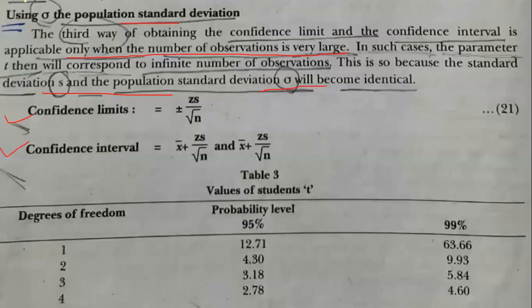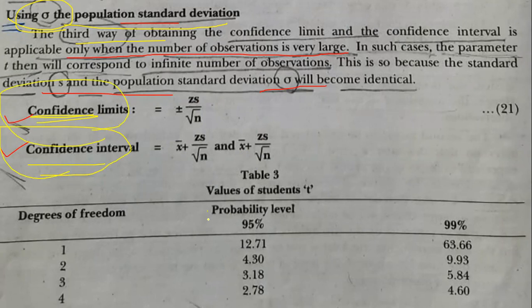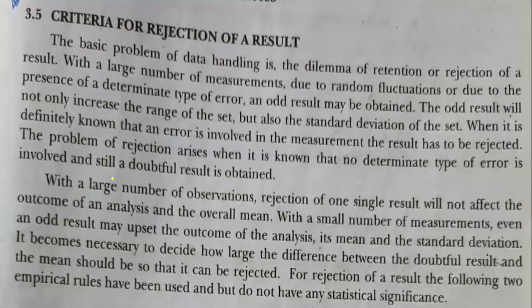Now, using standard deviation for the population. This is a third way by which we can define the confidence limit, as plus minus z sigma upon square root of n. Our confidence interval is x bar minus z sigma upon square root of n to x bar plus z sigma upon square root of n. In this way also we can define the confidence limit and confidence interval, for a given probability level and degree of freedom.